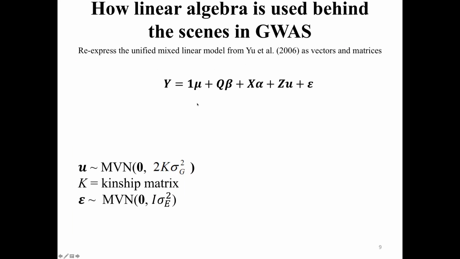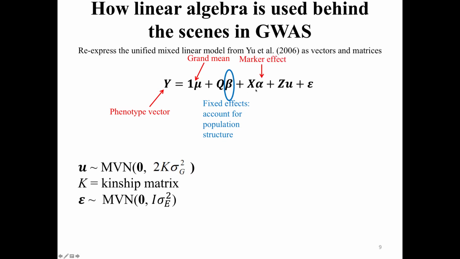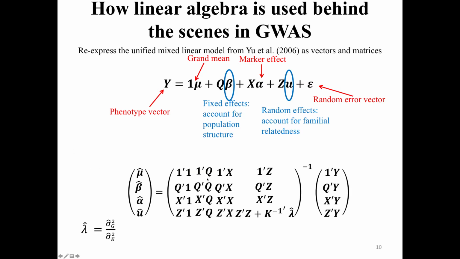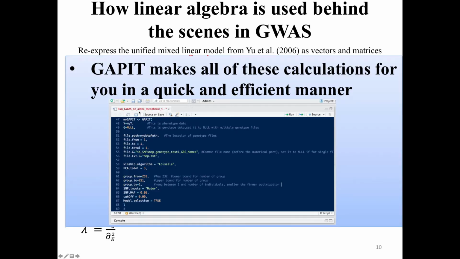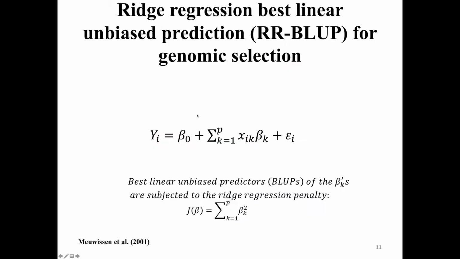Here we're just re-expressing the unified mixed linear model in terms of linear algebra terminology. We have a vector of phenotypes, our grand mean multiplied by a vector of 1s. We have a vector of fixed effects to account for population structure. Our marker effect is included here. We have our random effects of individuals to account for familial relatedness. We have our random error term. And this MVN just means multivariate normal. So imagine a normal bell-shaped curve density function, and we have it for multiple ones. That's a multivariate normal random variable. These linear algebra operations are done here to obtain our estimates and predictions of our parameters. And so GAPIT does all these calculations for us behind the scenes, as we'll see momentarily.